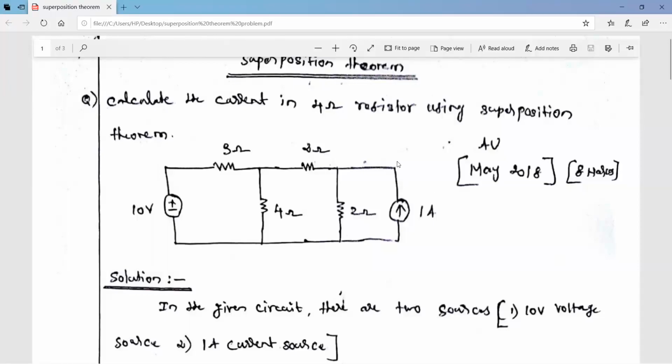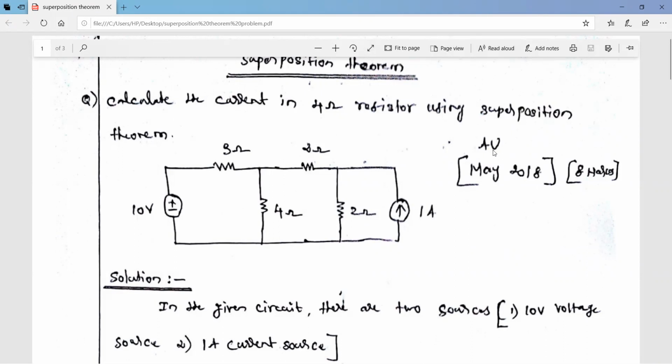Welcome to this video. In this video, we are going to solve one problem using the superposition theorem. The question is: calculate the current in the 4 ohm resistor using the superposition theorem. This is a May 2018 question.